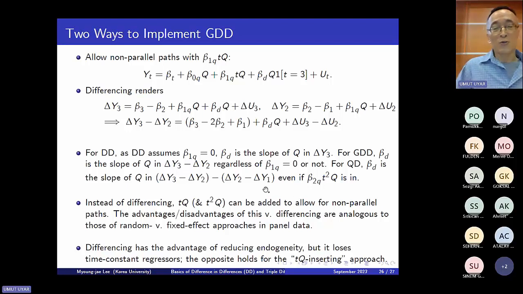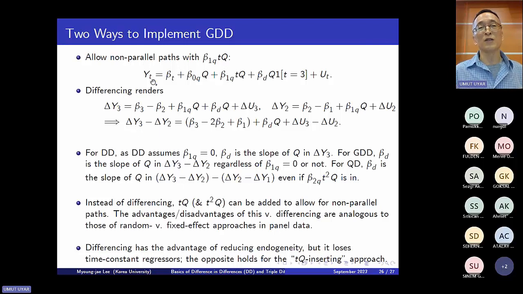There are two ways to allow non-parallel paths, to implement GDD. One is that you may use a regressor like this, t times q, as an extra term in your model. Alternatively, you can difference the model once or twice.